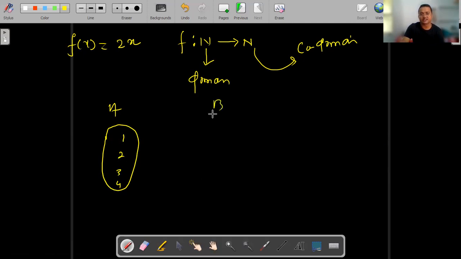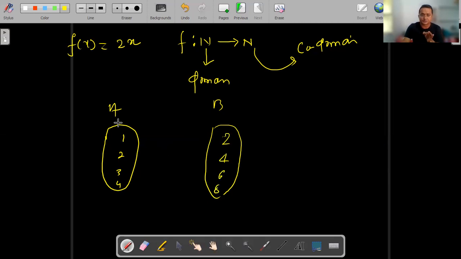You see here very clearly. Many students get confused in this thing actually. B is the codomain, getting this? The codomain is the natural numbers. But I am going to write 2, 4, 6, 8.